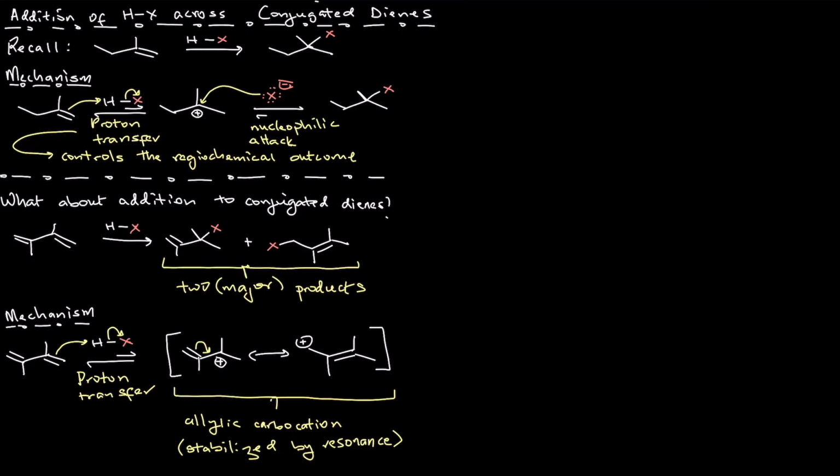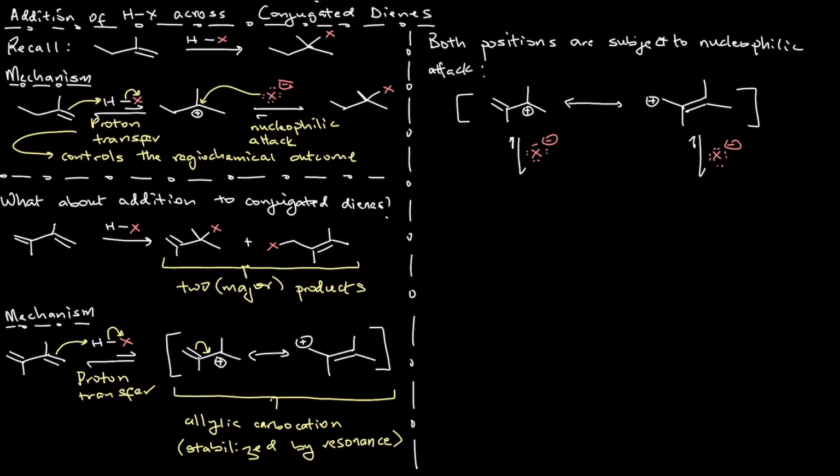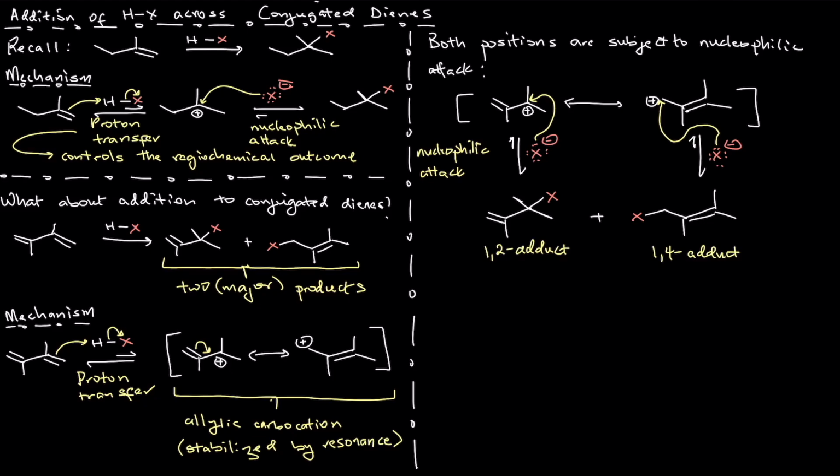So now you have two possible positions in which your nucleophilic halide can attack. You can either attack at the tertiary carbon or attack at the primary carbon. So your nucleophile can then attack any of the carbons with carbocation character to form both constitutional isomers of your products. These products are called 1,2 adduct and 1,4 adduct, respectively.